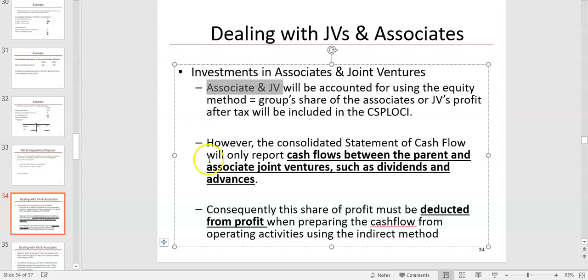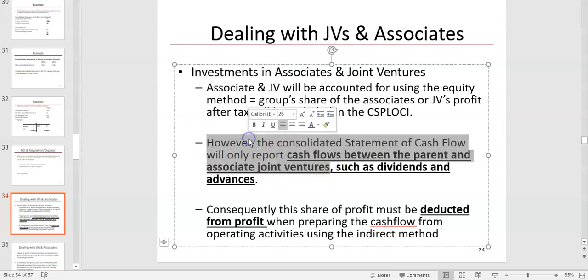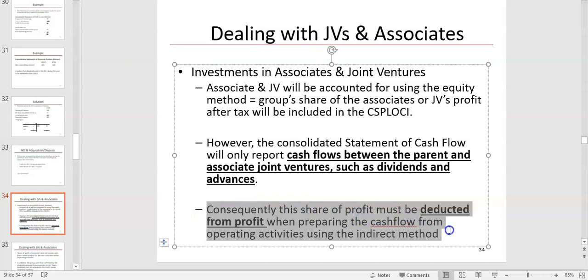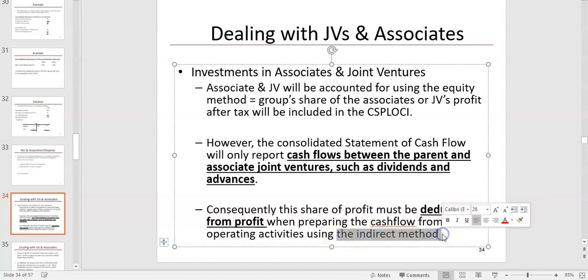What we're only interested in is the cash flows. So if you spend money acquiring a new joint venture or associate in the period, if you receive money from selling off a joint venture or an associate during the year, or if you receive dividends from them, then that's what you're interested in. As I said, we're only interested in the cash flows. The share of profit from a joint venture or an associate should be deducted when you're using the indirect method because it's not cash.